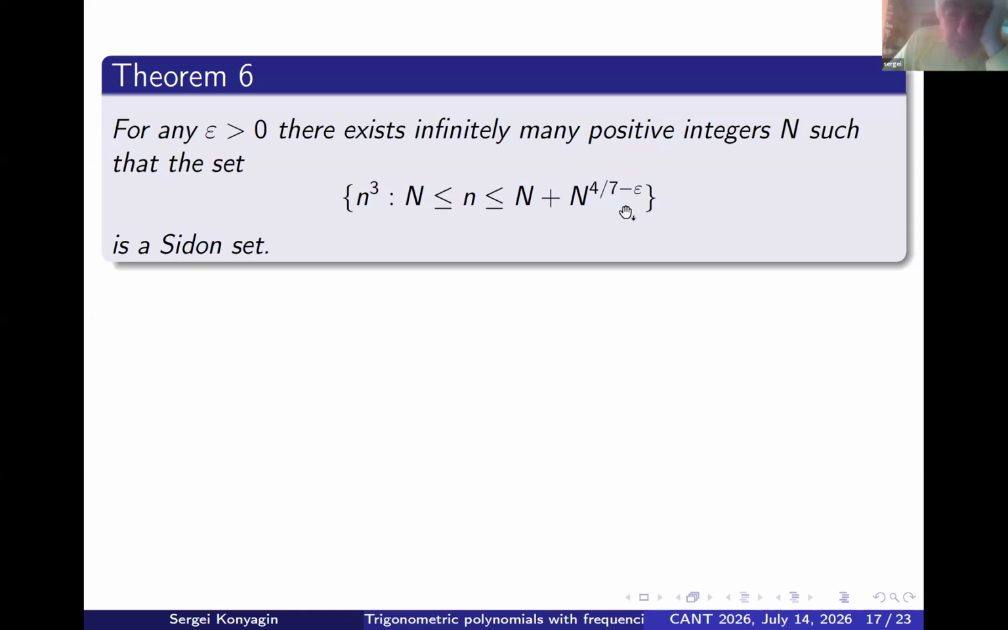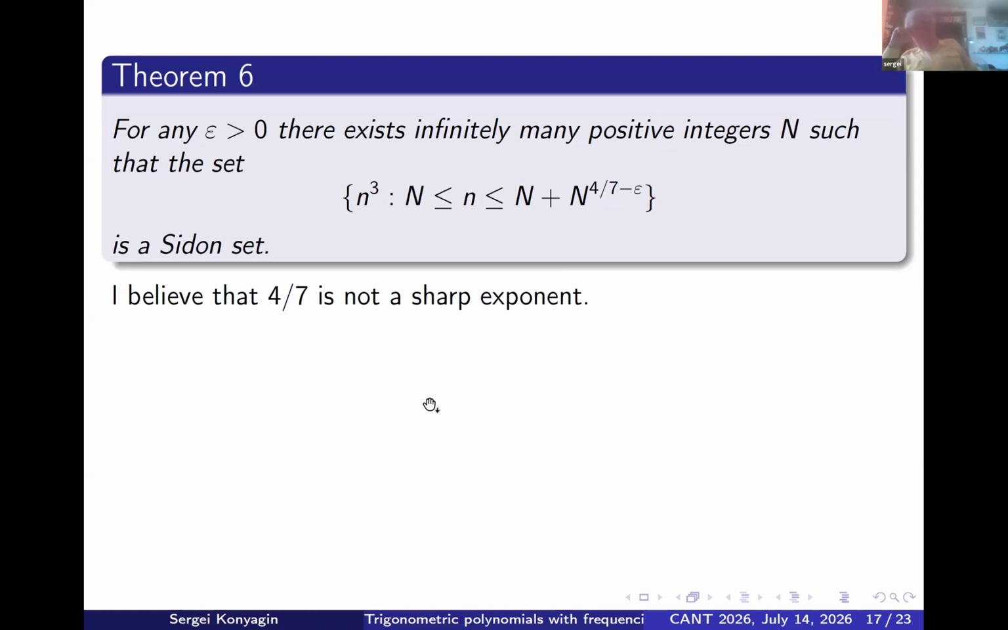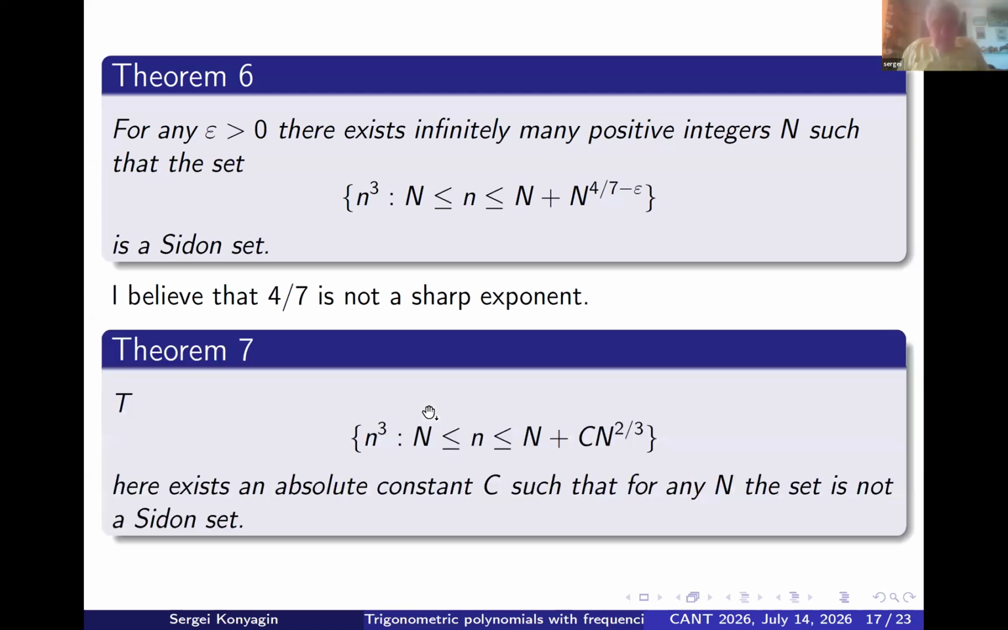So here the exponent of n is 4/7. But we don't know if the exponent is sharp. It is very probable that it is not sharp. And from the other side, we can put the following result: if we take the exponent one third, then for large C, the set is not a Sidon set.